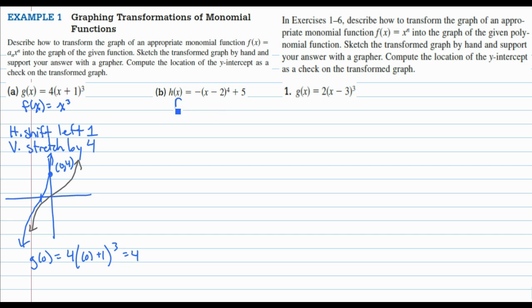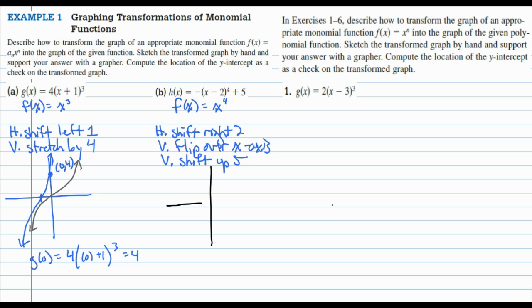The original f of x function that we are dealing with here actually isn't a basic function, but it is plain old x to the 4th, a quartic function with no other terms, a quartic monomial function. So the transformations that took place here are a horizontal shift right 2, a vertical flip over the x-axis, and then a vertical shift up 5.